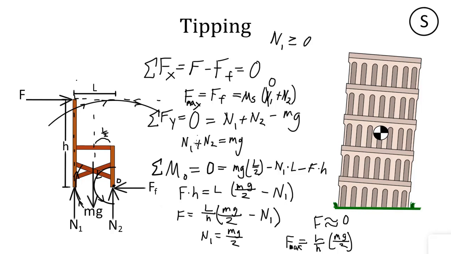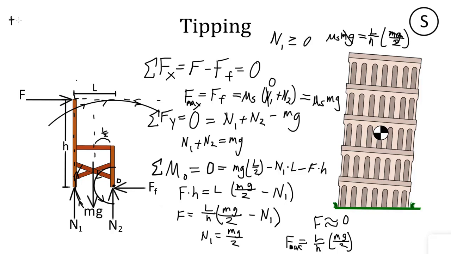And either way, we know that n1 plus n2 is going to equal mg. So in the end, then we get mu s times mg for our f max. And so in the end, when we set the f maxes equal to each other, we will get this. So it's going to be mu s times mg, then that's going to equal L over h mg over 2. And so the mg's are going to cancel out on both sides. And so in the end, then you get this sort of group of scenarios.